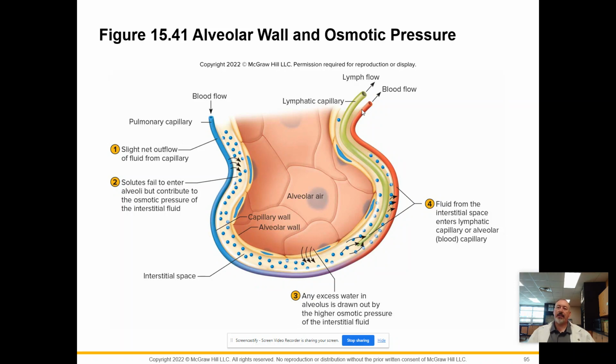So let's take a look at the alveolar wall. When we look at the respiratory system, we'll really dissect out with more specificity what's going on here. But let's take a look at our blood flow. Once again, this is pulmonary. We're at a capillary bed. And so this is a pulmonary capillary, blood flow in, deoxygenated blood.